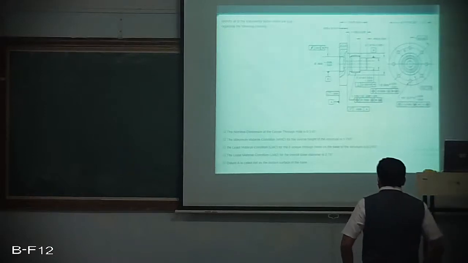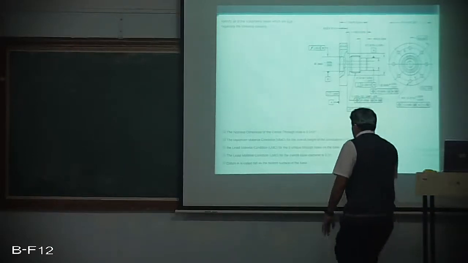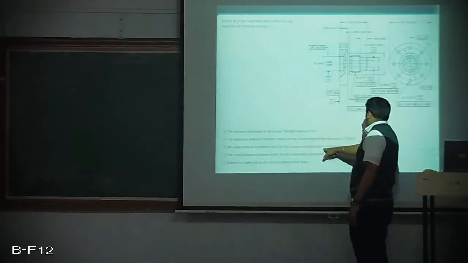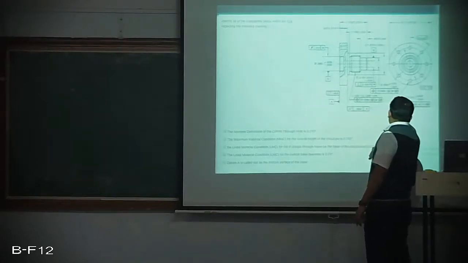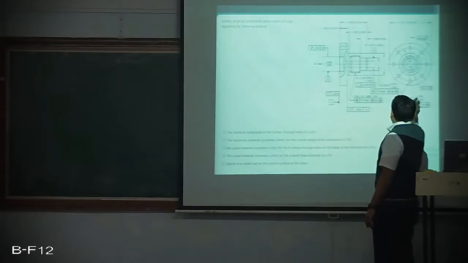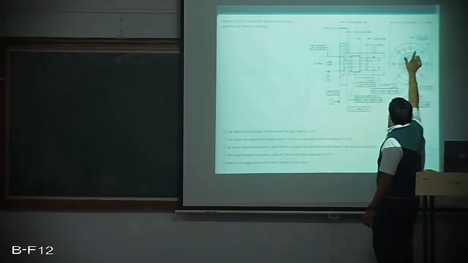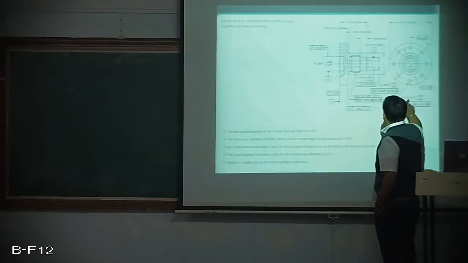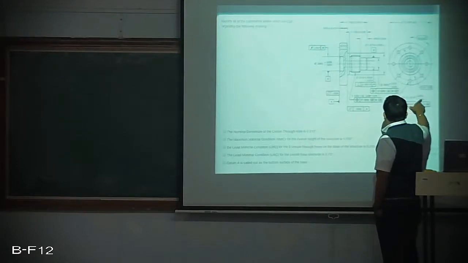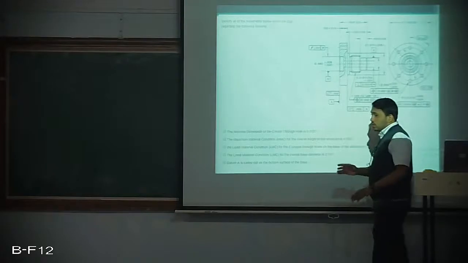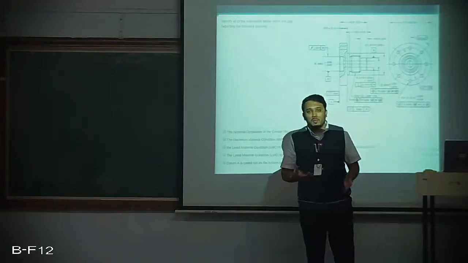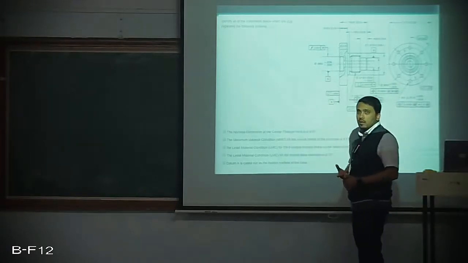We are talking about the third point, right? The least material condition for the 8 unique through holes on the base structure is 0.210. The dimensions are given as diameter 0.210 plus 0.005 minus 0.002. What is the least material condition for the hole?